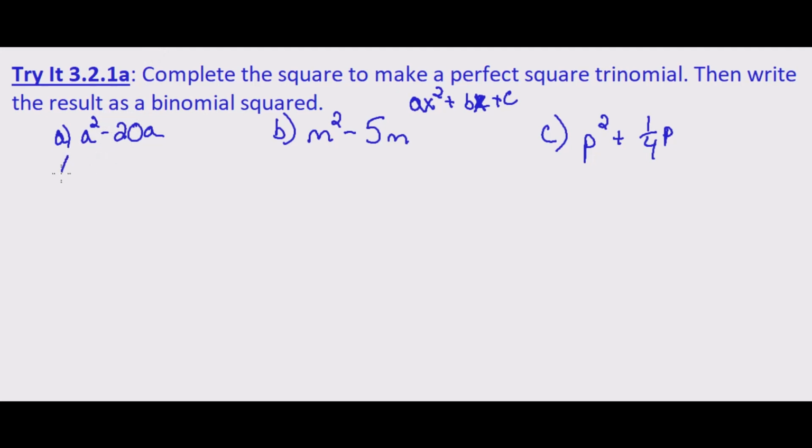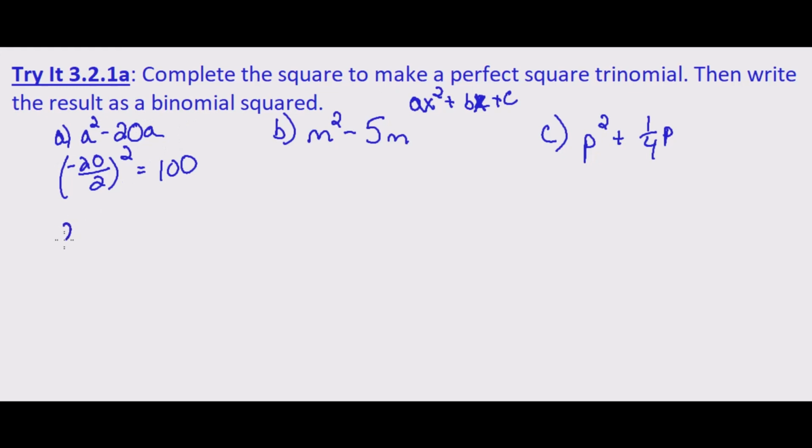So we have negative 20 divided by 2 squared equals, that's 400 divided by 4, which is 100. So we would then add 100 to both sides, or add 100 to the expression.